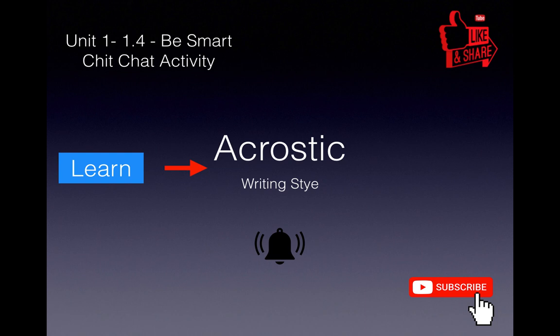Today we will go through 10th class chapter unit 1 lesson 1.4 be smart chit chat activity. A very funny activity is given there. We will learn how to solve that activity of acrostic.